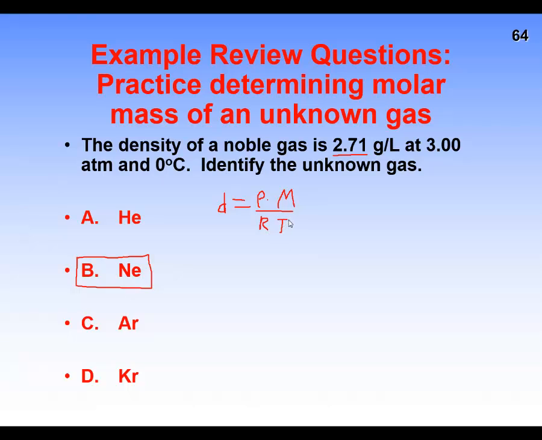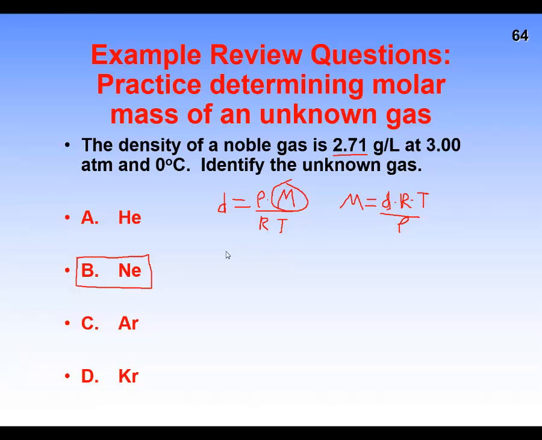Now I'm going to rearrange my equation to solve for the molar mass because I want to know the identity of the gas. So my molar mass will be equal to my density times my gas law constant and times my temperature in Kelvin divided by my pressure in atmospheres.